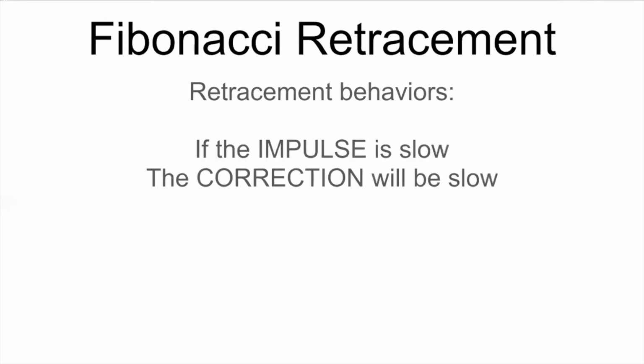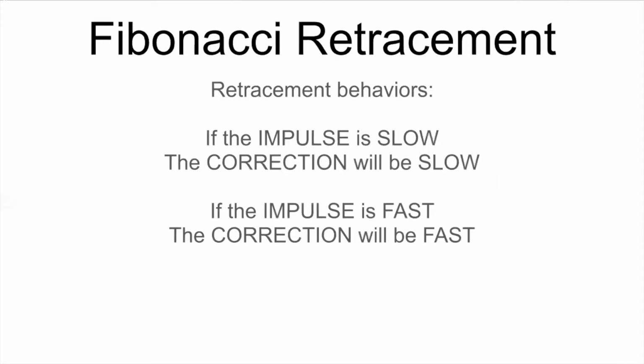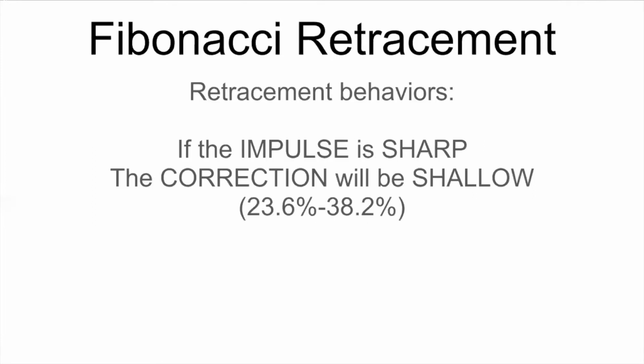If the impulse is slow, the correction is typically also slow. While on the other hand, if the impulse is fast, the correction in general will also be fast. If the impulse is sharp, the correction will be shallow. What I mean by that is the impulse is explosive. If the impulse was a wide price movement, that means the correction will be a shallow price movement. It won't be as intense as the impulse. So let me bring up an example of what I mean by that.